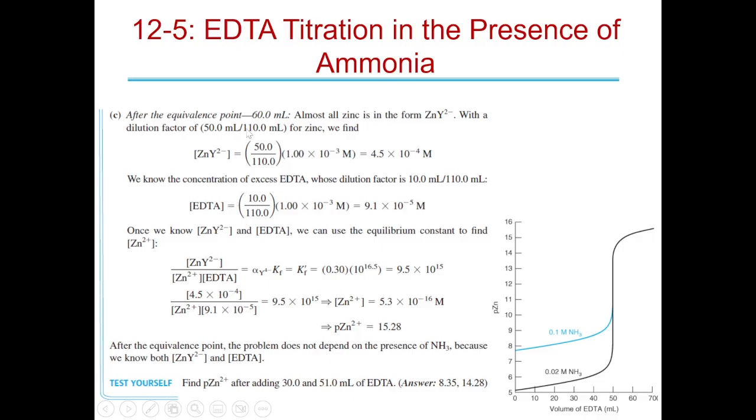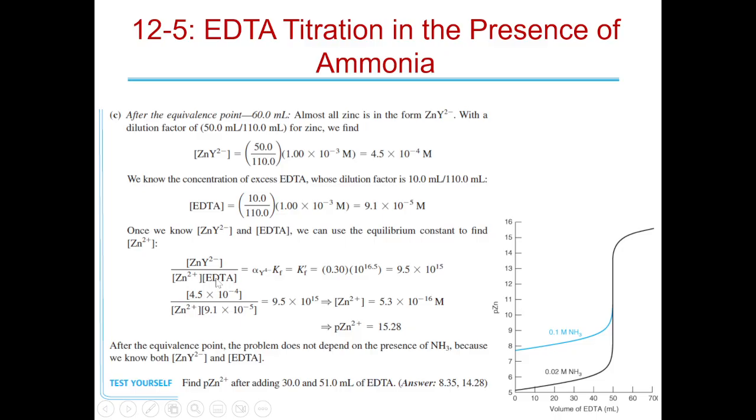Because you have 10 milliliters of excess EDTA that was added that won't be used up for your calcium, right? Or, sorry, zinc 2+ in this case. Not that it particularly matters, right? But zinc 2+. Because remember, you're 10 milliliters after the equivalence point at 60 mils, right? 50 mils was the equivalence point. 60 milliliters brought you to 10 milliliters after the equivalence point. Okay, so you plug these numbers in then.